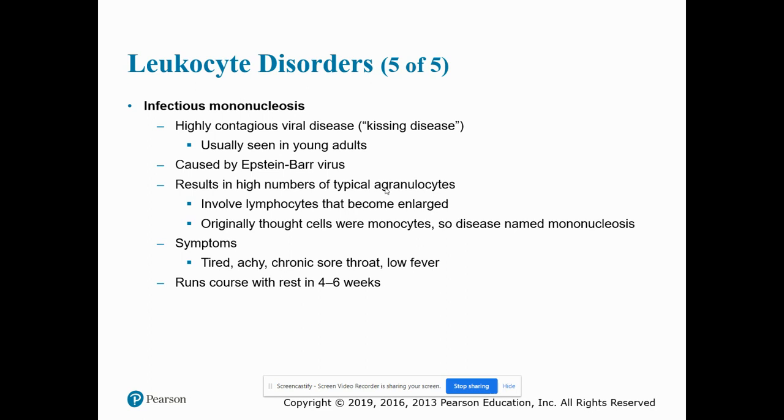Caused by Epstein-Barr virus and results in high numbers of atypical agranulocytes. I think that's actually supposed to say atypical agranulocytes. What happens is the lymphocytes become enlarged. And in fact, they originally thought that those enlarged lymphocytes were monocytes, so they named the disease mononucleosis. And then the symptoms include tiredness, achiness, chronic sore throat, low fever, and it runs its course in about 4 to 6 weeks.